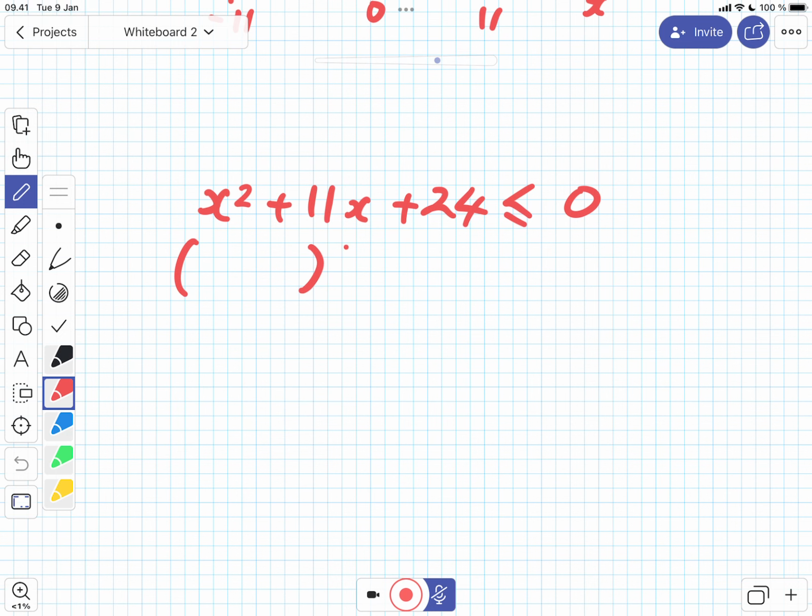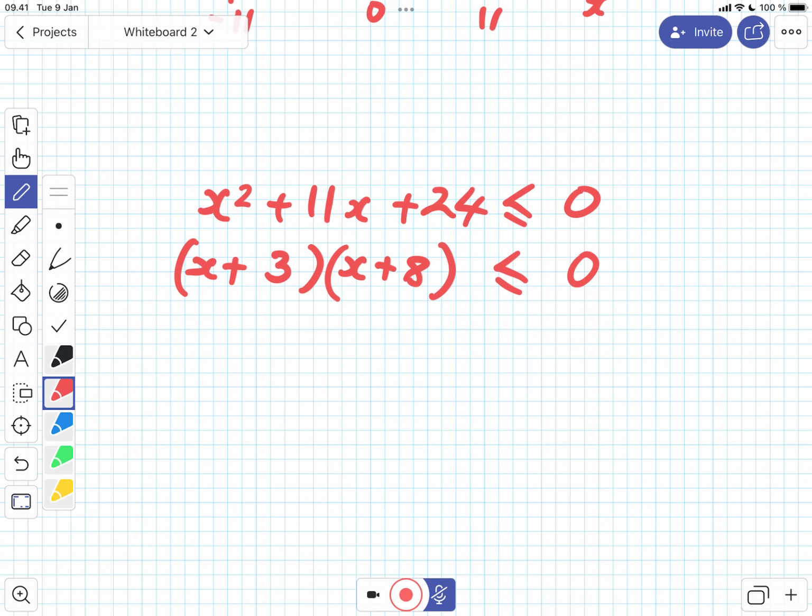Well, let's try and factorize that. So that quadratic factorized, well, we're looking for factors of 24 that add up to 11. So two numbers that multiply together to give 24 and add up to give 11. Well, you could do a whole list of the factors of 24 systematically. 1 times 24, 2 times 12, 3 times 8. I'm kind of used to these, so I can spot very quickly that it's going to be 3 and 8. So x plus 3 times x plus 8 is the factorization.